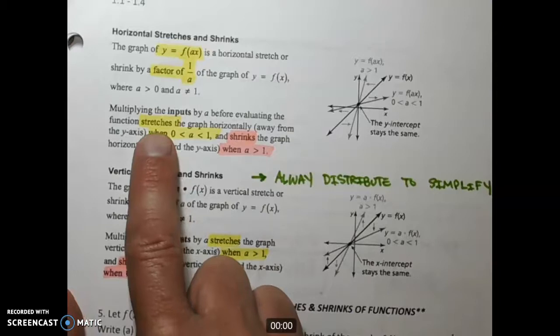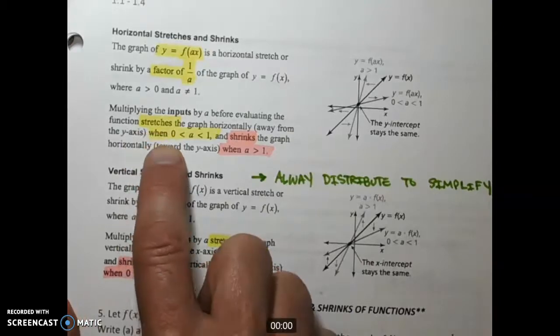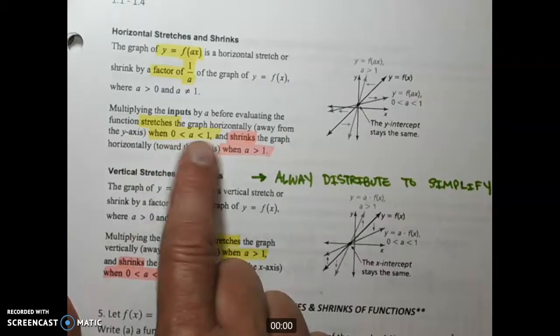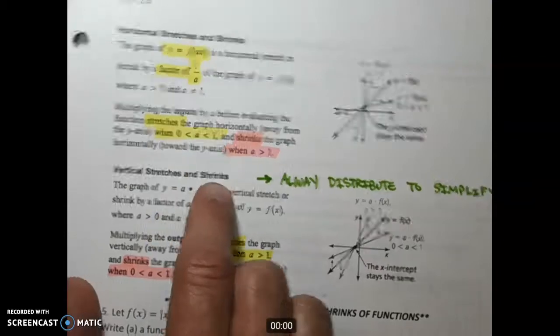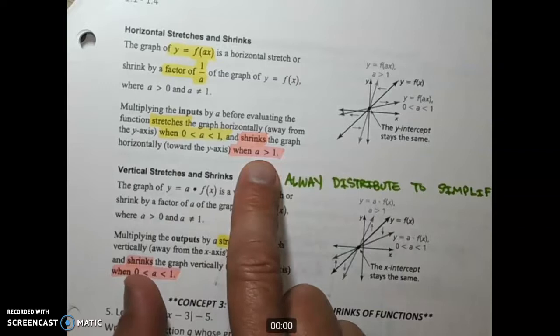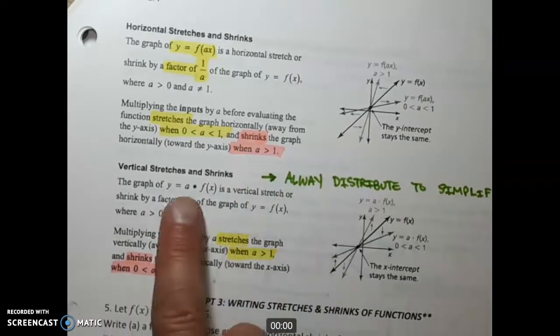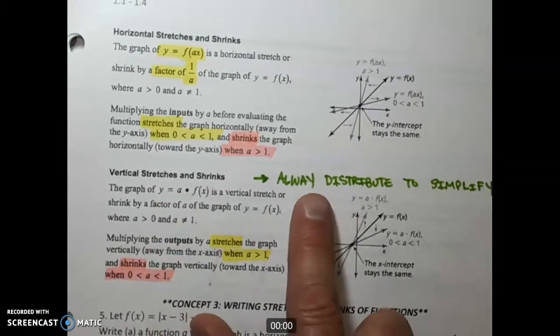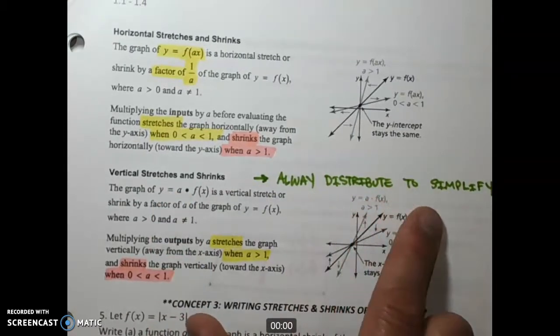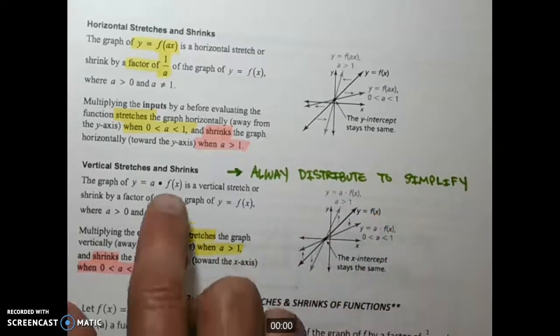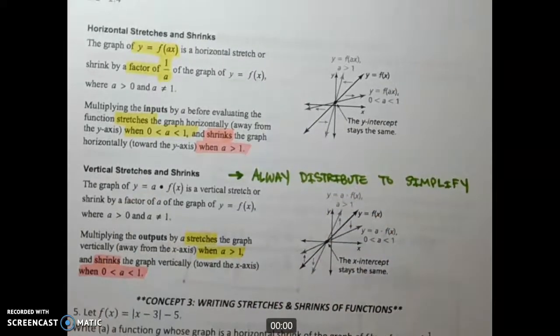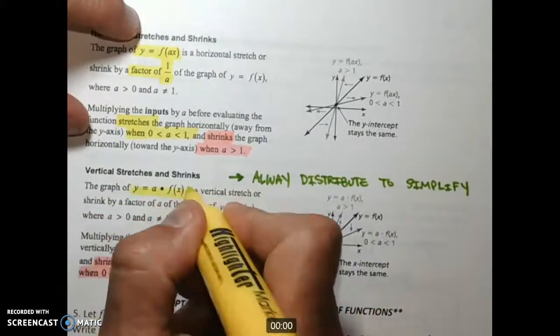Also, when do we know if it stretches or shrinks? It stretches when a is in between 0 and 1, and it shrinks when a is greater than 1. All right, vertical stretch and shrink. Vertical is always, you're always going to distribute, just like that reflection in the x-axis.